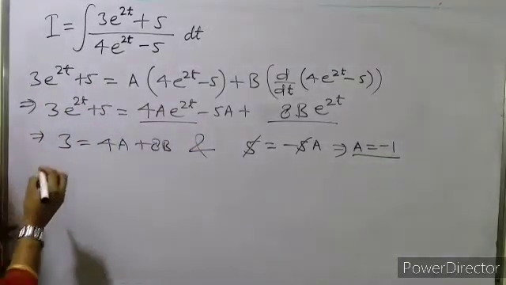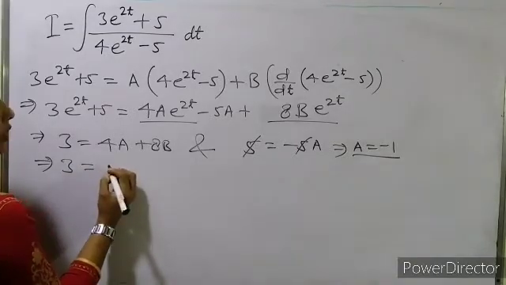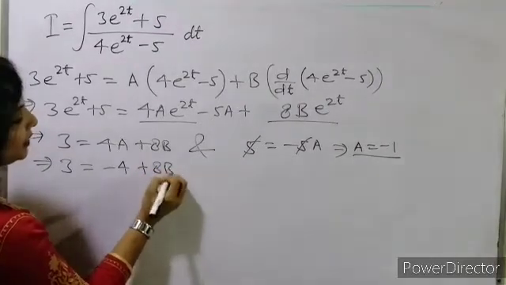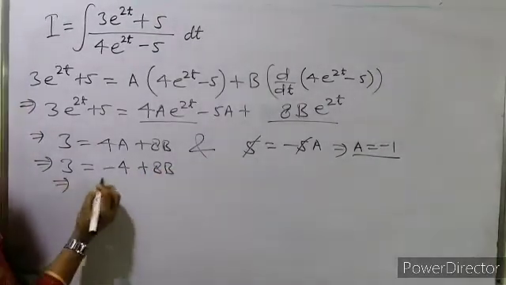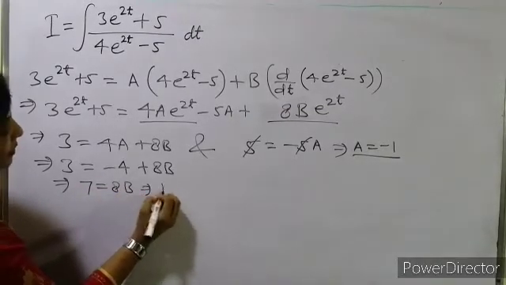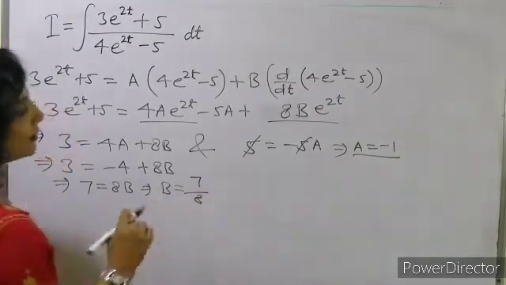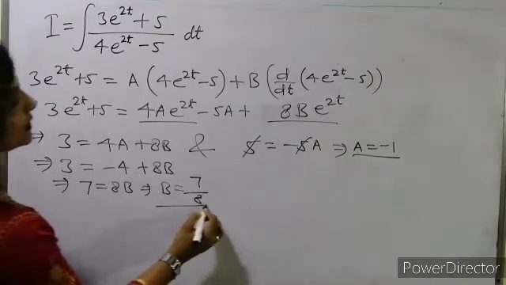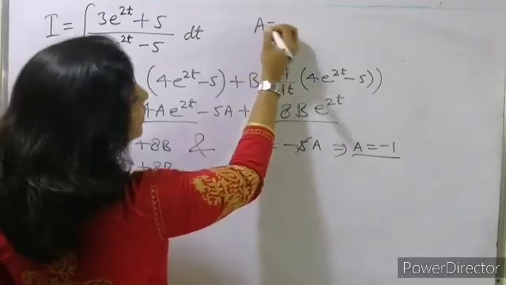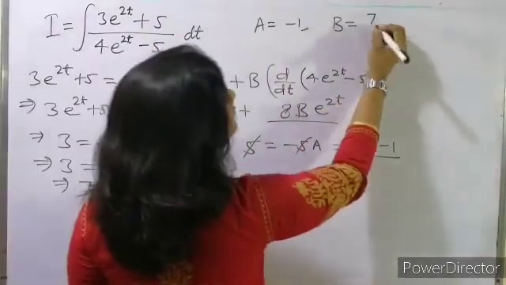Now by putting the value of a in this equation, what value will we get? 3 is equal to 4 into a, so 4 into minus 1, so minus 4 plus 8b. Okay, so 7 should be equal to 8b. It means what will be the value of b? The value of b will be 7 upon 8. Okay, this value we got. So a is equal to minus 1 and b is equal to 7 upon 8.